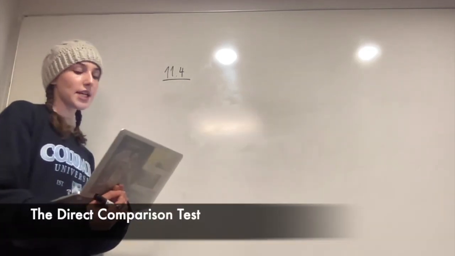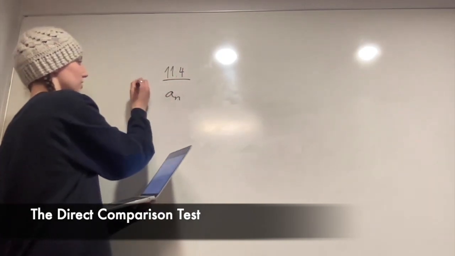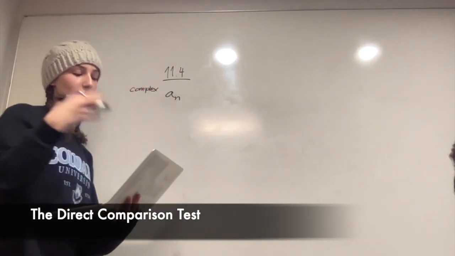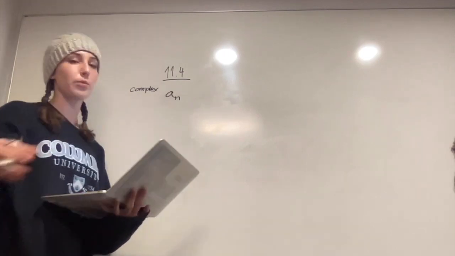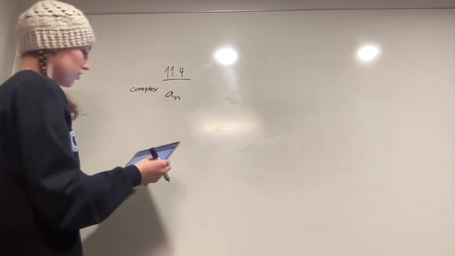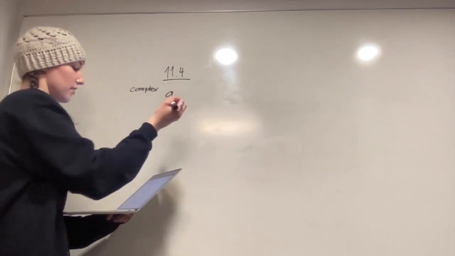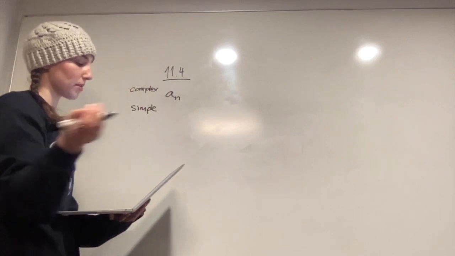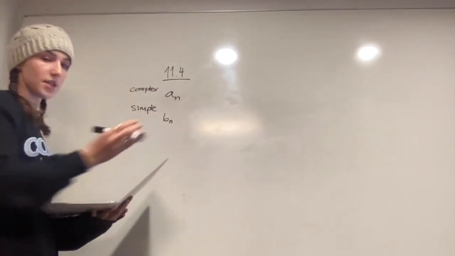So the direct comparison test assumes a complex positive series that we can call a sub n, and I'll write here that it's complex. Complex meaning that on first glance it isn't evaluable, and we have to bring a simple series, or we are provided with a simple series to evaluate the convergence or divergence of the series. So we have our complex positive series a subscript n, and a positive simple series, which can either be, as previously mentioned, geometric or p, will be written as b subscript n.